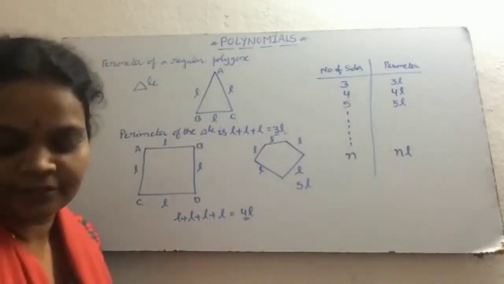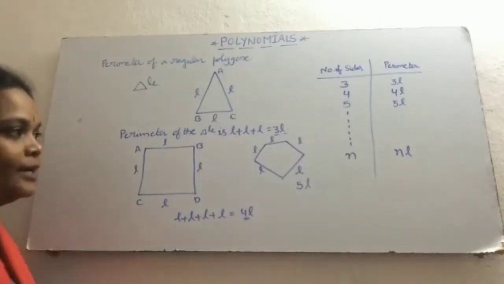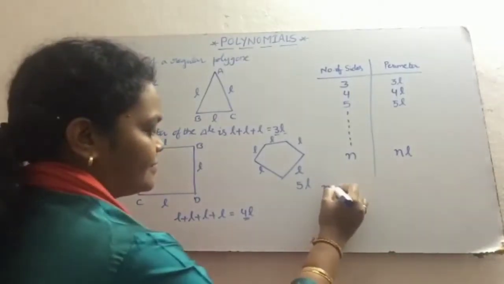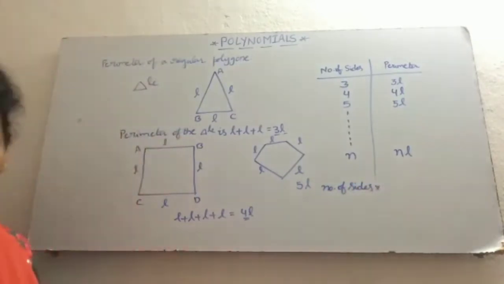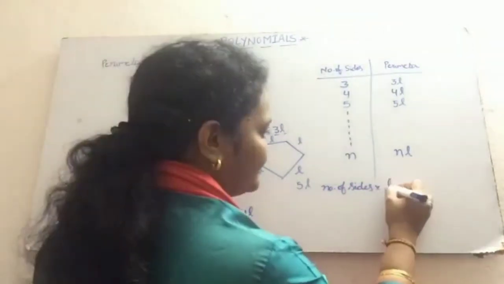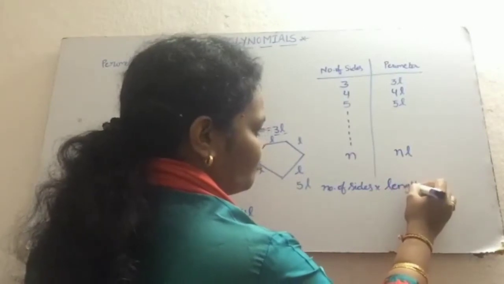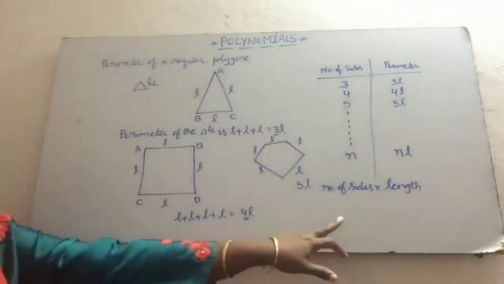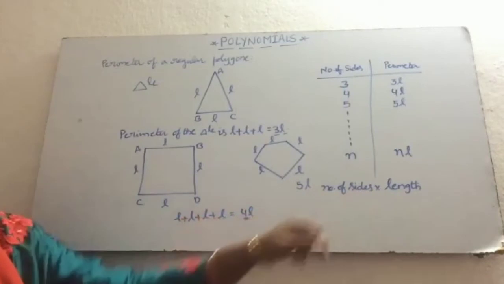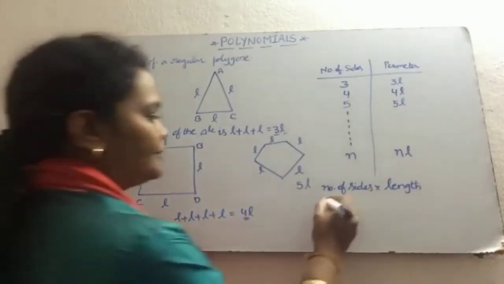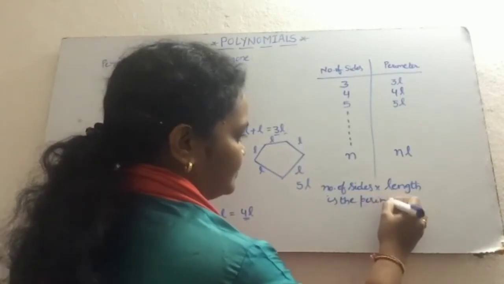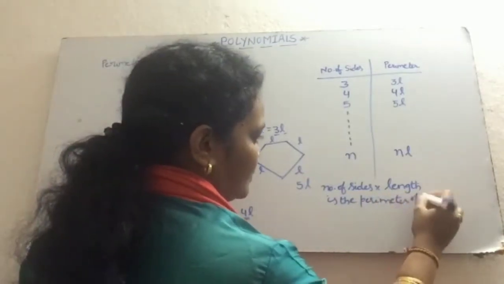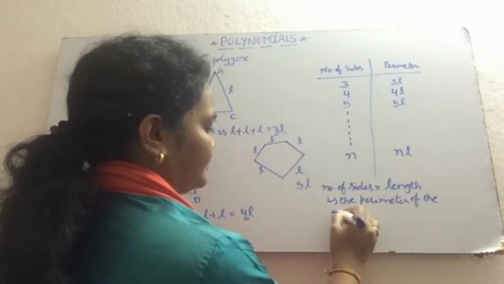If we observe, the number of sides into the length is the perimeter of the regular polygon.